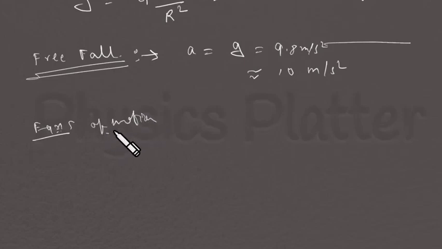What are the general terms of the general equations of motion? We know that there are three equations of motion. Number one, v equals u plus or minus at, where plus is for acceleration and minus is for deceleration. v is the final velocity, u is the initial velocity, t is the time, right?